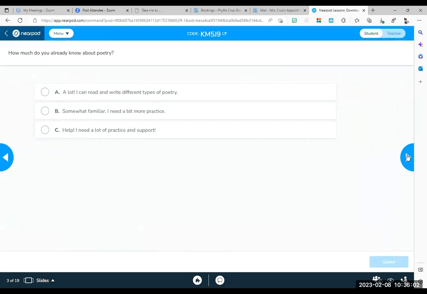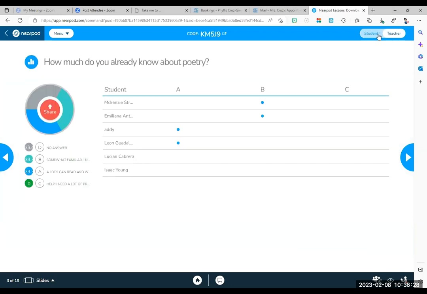One more time. How much do you already know about rhyme schemes in poetry? A, I know a lot. I can read and write different types of poetry. B, somewhat familiar. I need a bit more practice. C, help. I need lots of practice and support on poetry and rhyme schemes in poetry. Let's see. Oh, I see everybody's in now.